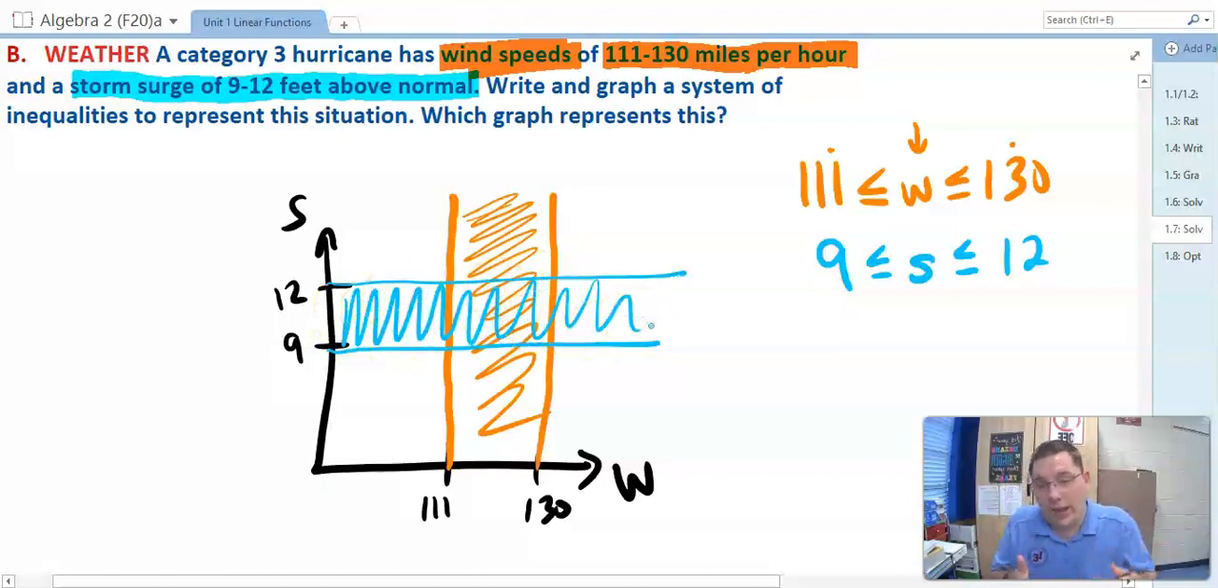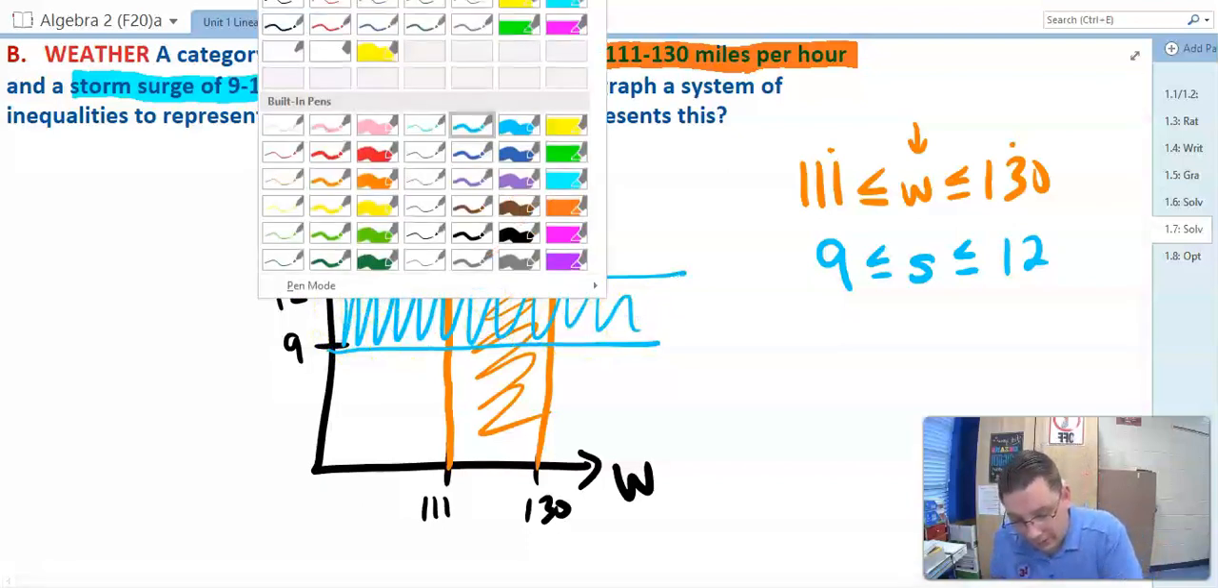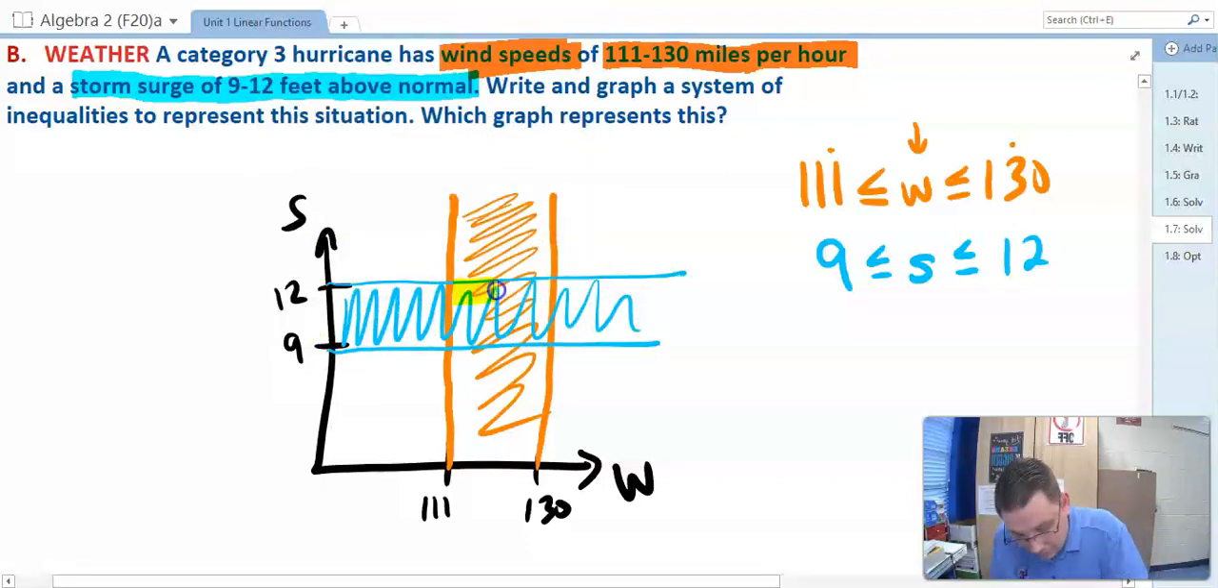So where do the two overlap? The two overlap in this little box in the middle, right here. And so a Category 3 hurricane, again, it's determined by wind, storm surge is secondary, could have wind speeds between 111 and 130 and storm surge between 9 and 12 feet.